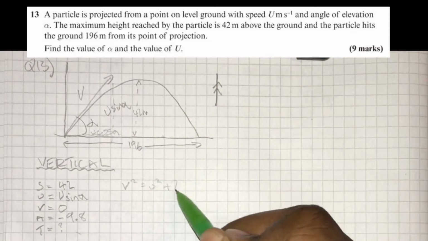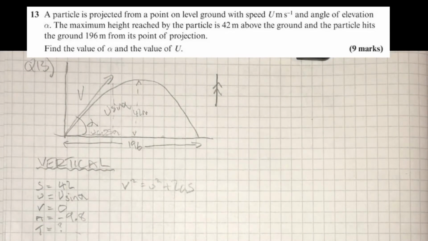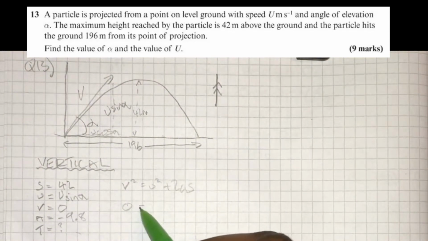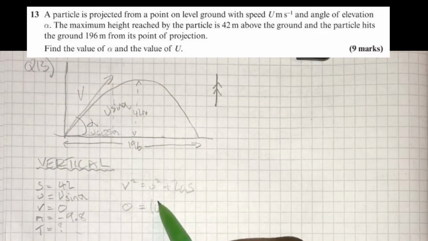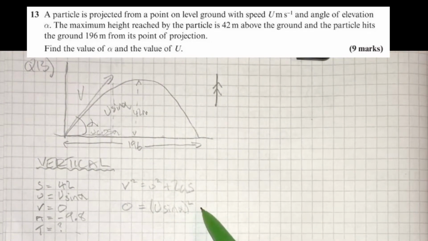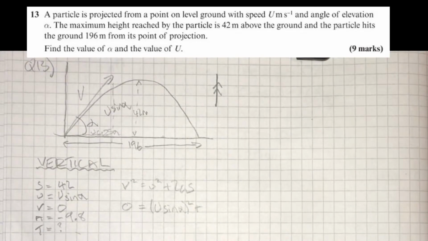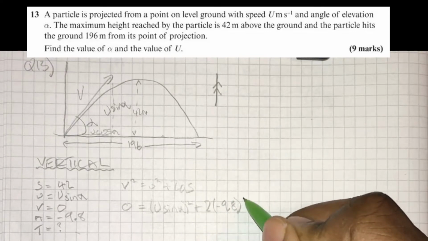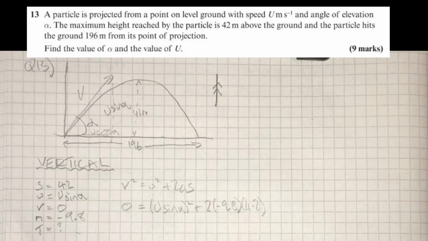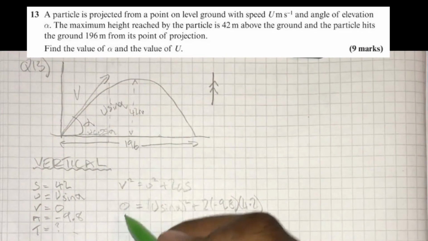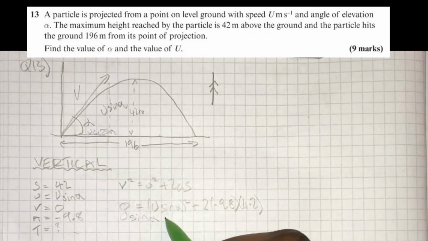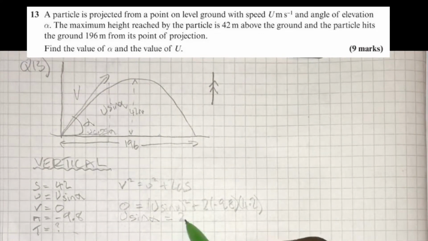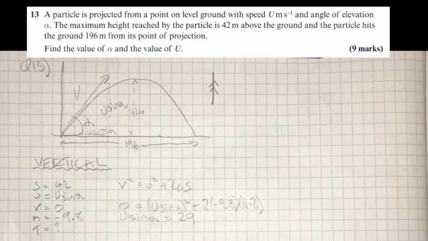Okay, why is that useful? Because I can calculate what the initial velocity should have been. So v squared equals u squared plus 2as. Filling in my variables, and rearranging to make u sine alpha the subject, I get 29 to two significant figures. All right, u sine alpha equals 29.